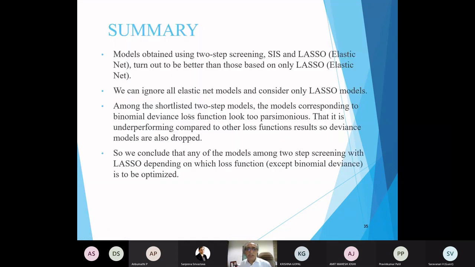Okay. So among the shortlisted 2-step models, the models corresponding to binomial deviance loss function look to be parsimonious, but they underperform compared to other loss function results. So deviance models are also dropped. So we can conclude that any of the models among two-step screening with LASSO, depending on which loss function except binomial deviance, is to be optimized.